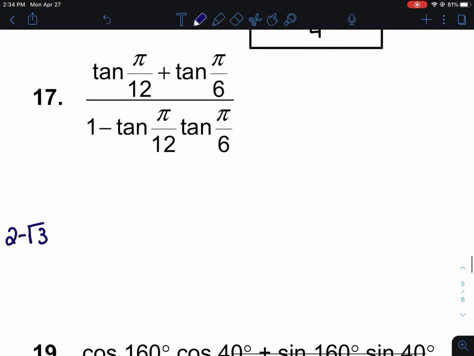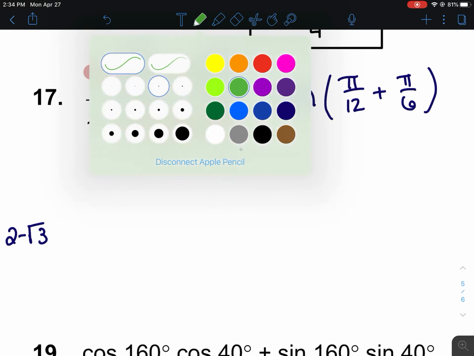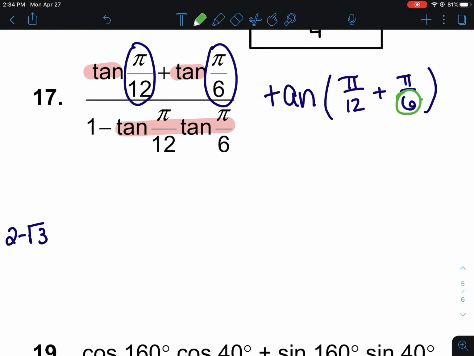All right, number 17 is actually kind of going backwards of what we just did. If you notice that you have tangent of something plus tangent of something, 1 minus tangent times tangent, this is actually the sum and difference of tangent, but it already gives you what those two values are. So this started from tangent of pi over 12 plus pi over 6. Okay, so in order to add those together, I need to have common denominators. So I'm going to need to multiply this by 2.